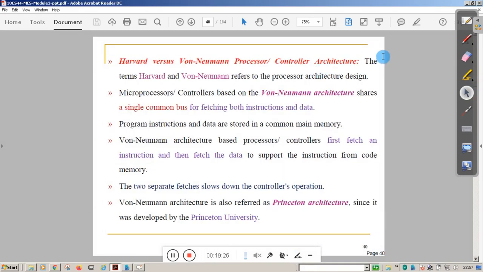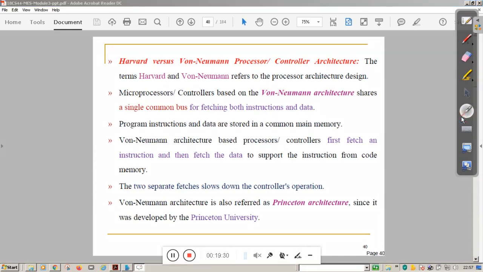One more thing: CISC and RISC emphasize different types of memory architecture. One is Harvard, the other is von Neumann. I have already told what von Neumann is: both data and instructions are stored in the same memory. But in Harvard architecture there is separate memory for data and separate memory for instructions. Most microprocessors and microcontrollers are based on von Neumann architecture, but RISC processors are based on Harvard architecture, and ARM makes use of both.